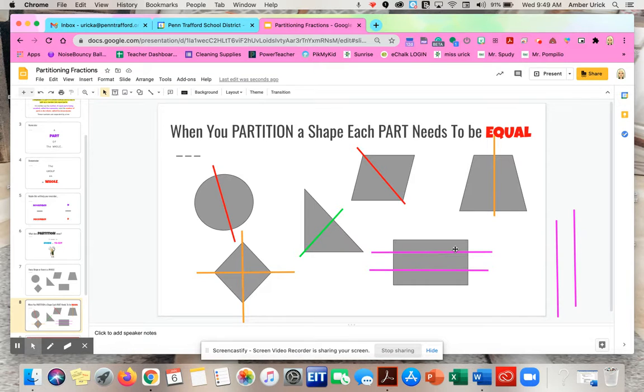So there's many different ways to cut some of these whole shapes, aren't there? Some you can only cut one way, or maybe two. Some you can cut multiple ways. Some you can only cut one way.